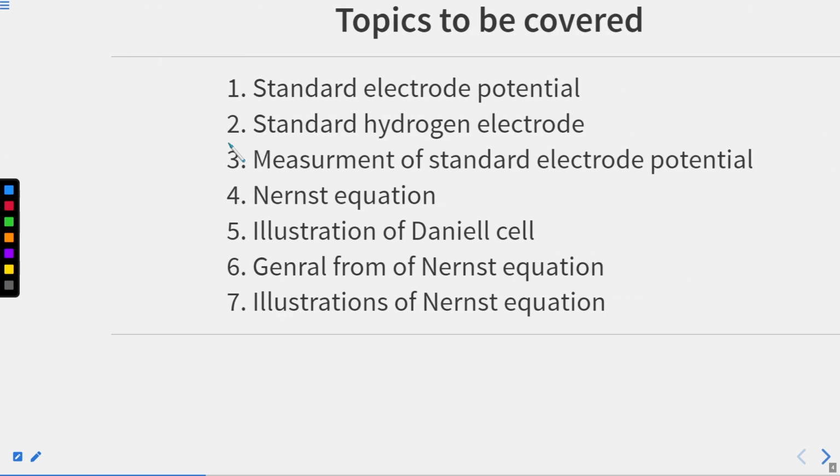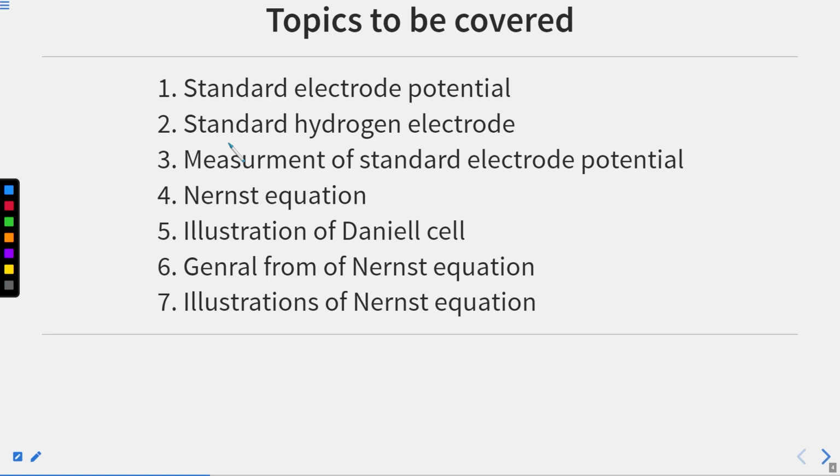Now, if you look at the detailed topics of today's lecture, it will be standard electrode potential first of all. Then we will see what is standard hydrogen electrode or SHE. After that, we will see how we can use that SHE, or standard hydrogen electrode, for measurement of this standard electrode potential. Okay. Then we will move to Nernst equation.